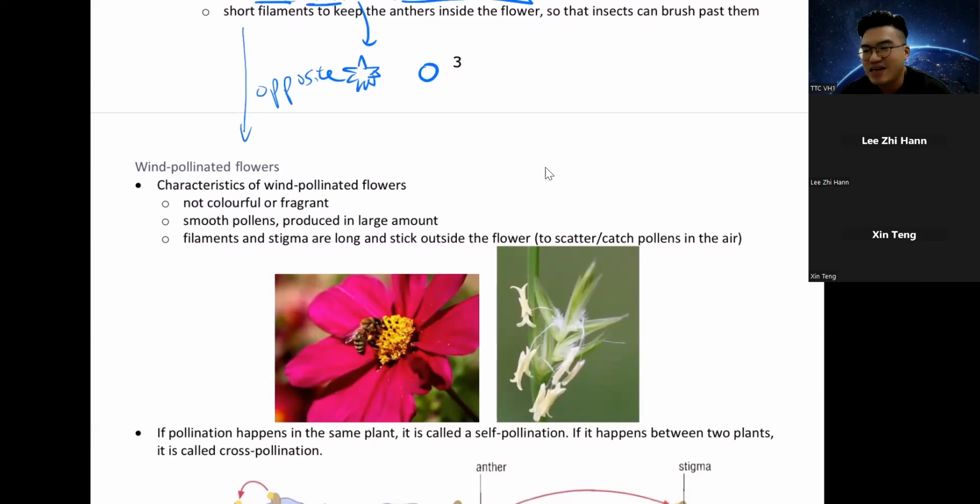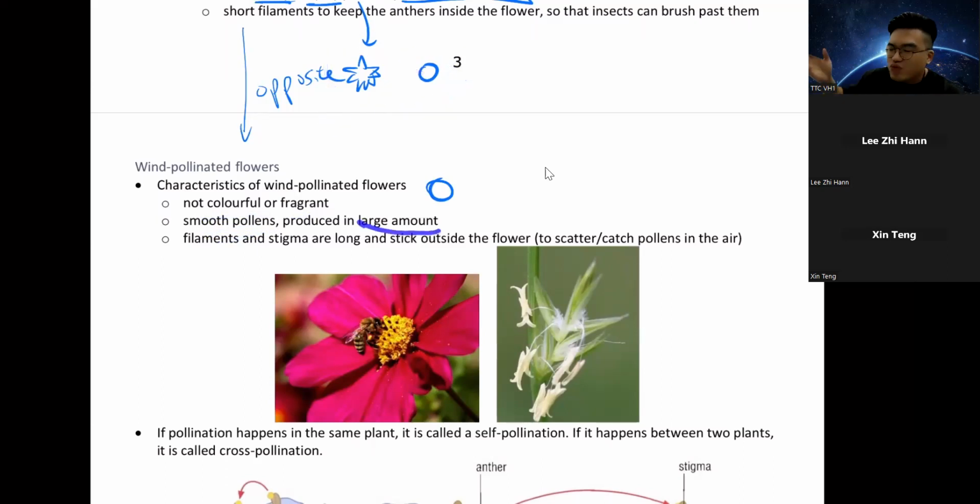Okay, it's like putting a spanner, you know, a spanner, the one used to fix your car. If you are putting a spanner at a bubble tea shop, it's useless. You're wasting space and money to put that because you don't need it. Okay, they are not colorful, they are not fragrant, they have smooth pollen like this. Why? Because it's easy to blow. This one easy to be blown. This one hard because this one got spike.